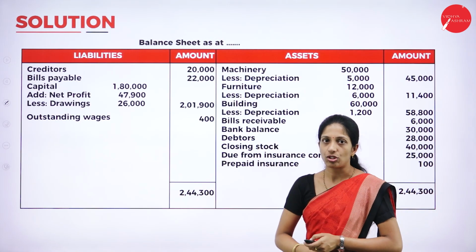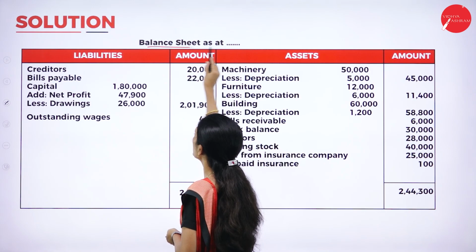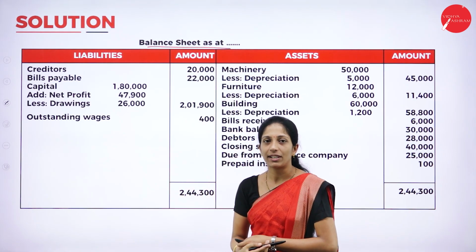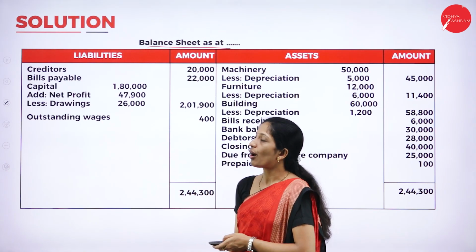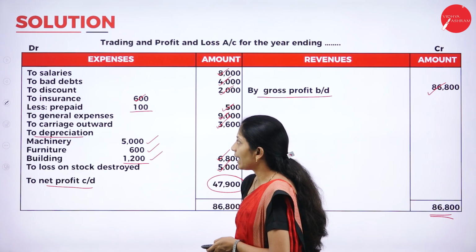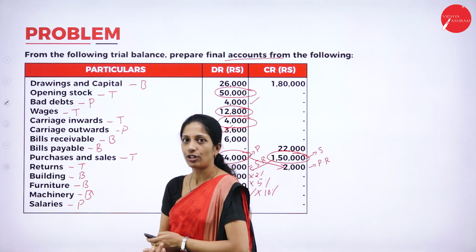Now come to the balance sheet. Write the heading balance sheet as it, because they have not given the date. So we shall write it as balance sheet as it. Now we shall record all the liabilities first. Go through the liabilities. First we shall see in the trial balance.